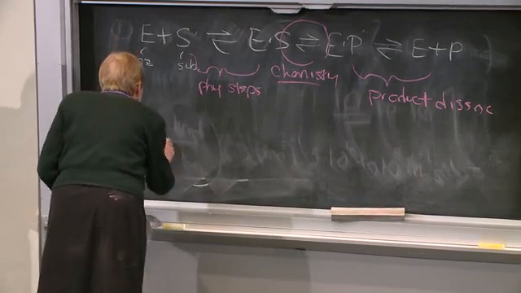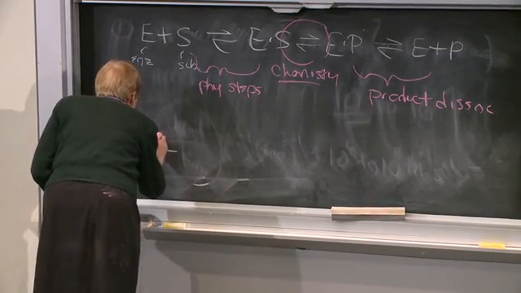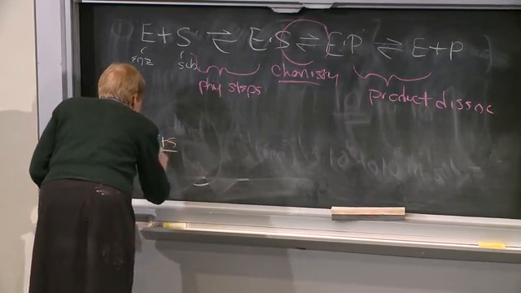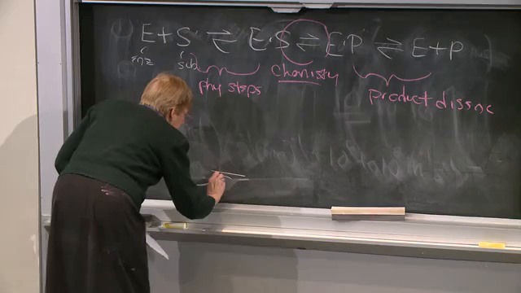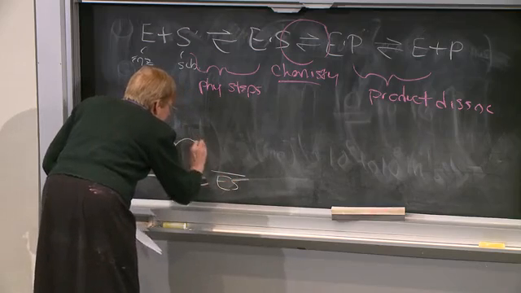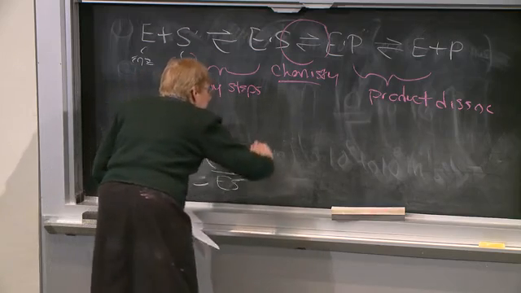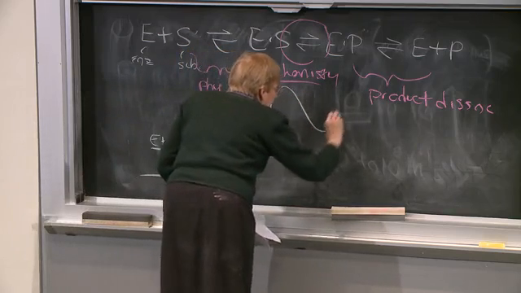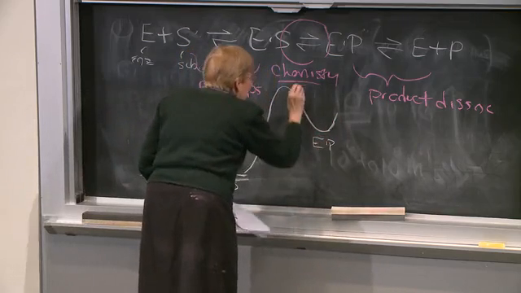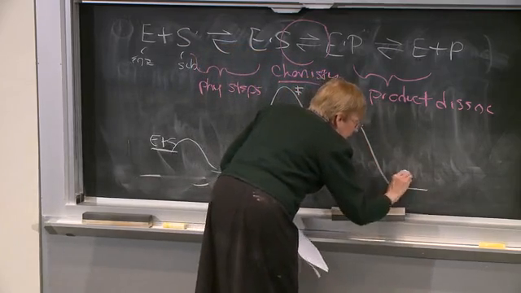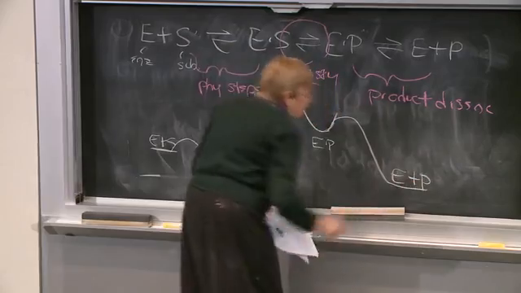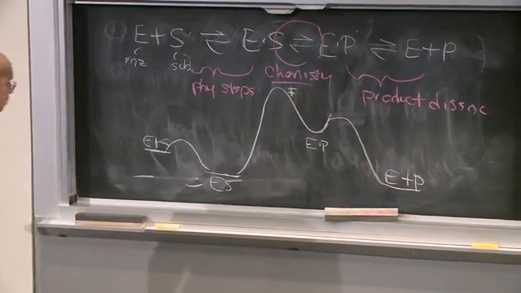And so what you have is some enzyme plus substrate, and it can form an enzyme substrate complex. You have a transition state of your reaction. The enzyme product complex can then dissociate to form enzyme plus product.